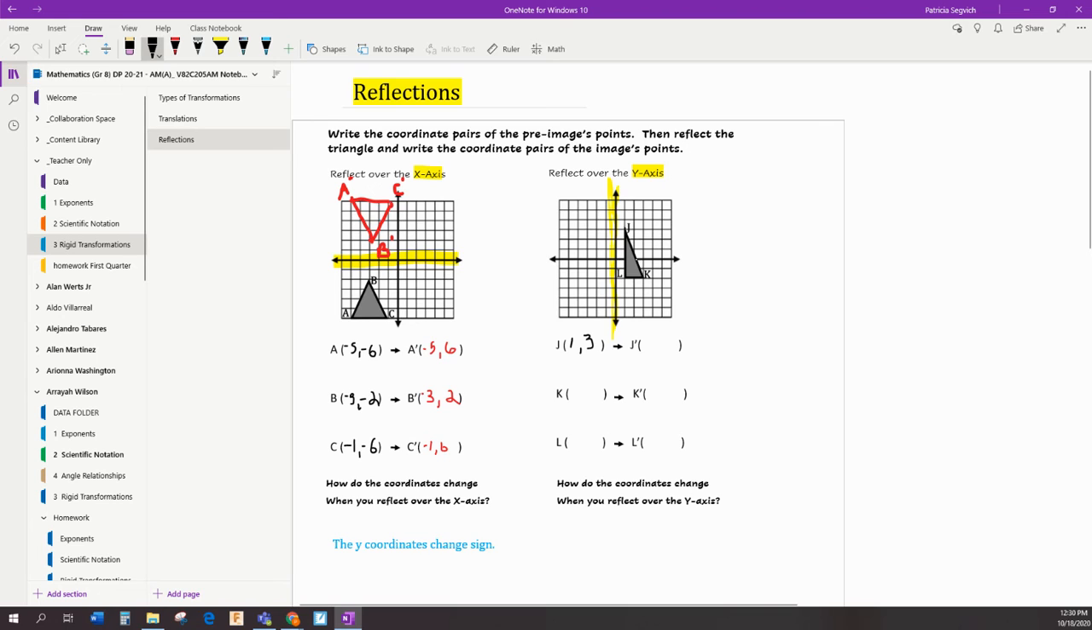K, 1, 2, 3 to the right, 2 down. So that's a positive 3 and a negative 2. And L is 1 right, so that's positive 1, 2 down, so that's a negative 2. So that's a 1 and a negative 2. Now let's reflect this.